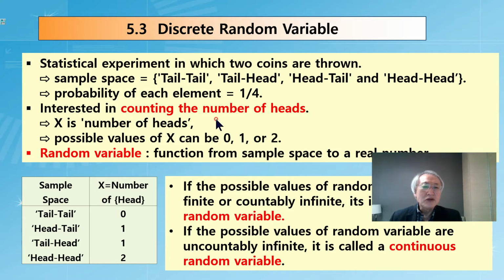We'd like to count the number of heads, and let X, which we call the random variable, be the number of heads. Then X can have values 0, 1, 2. We have a sample space. In the case of tail-tail, there is no head, therefore the number is 0. Head-tail or tail-head is 1. Head-head will have a value 2. We call this the random variable X.